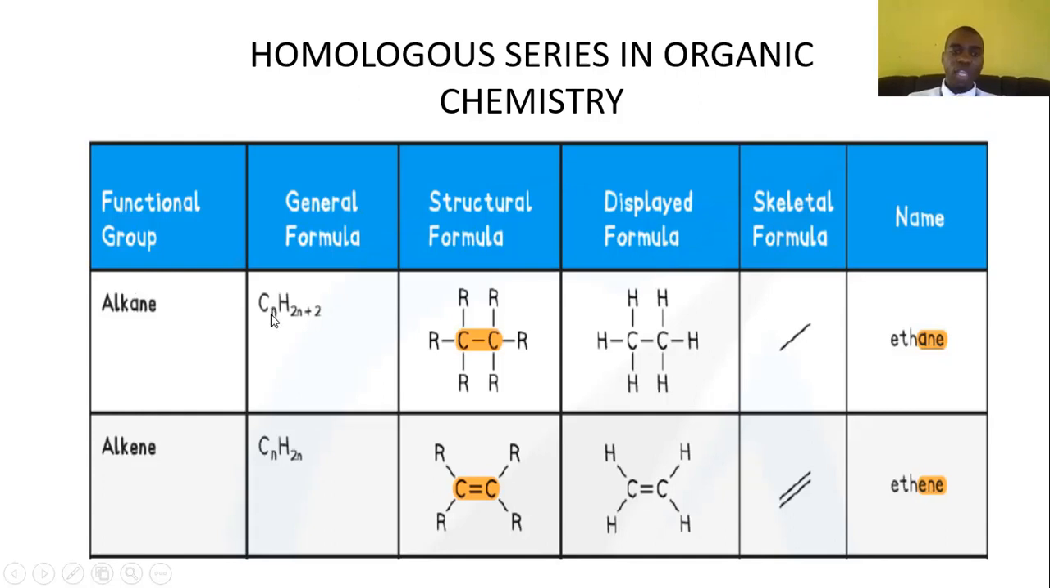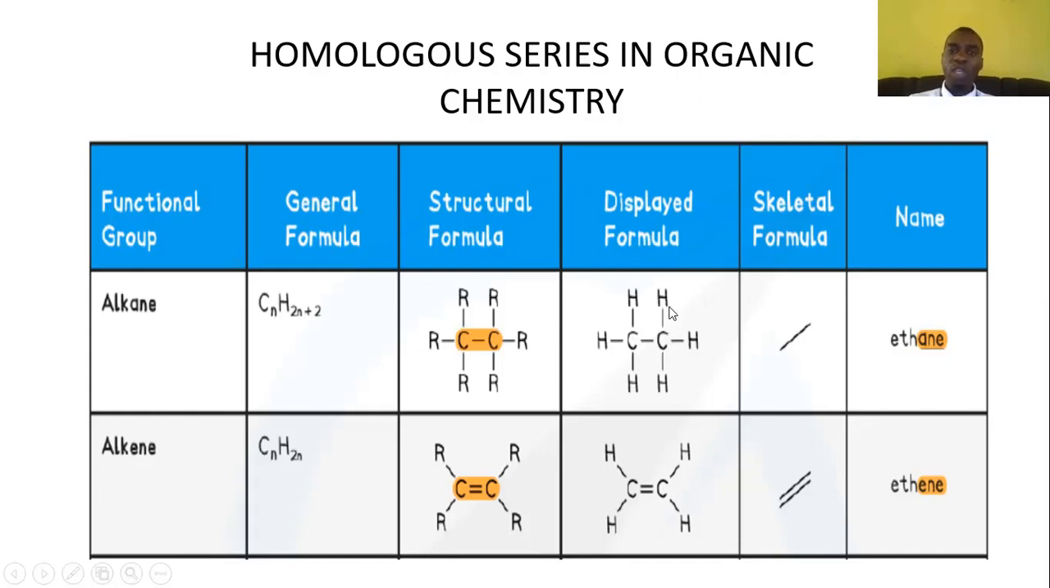If you are looking at the second member and it has 2 carbons, then you put a 2 here. So this one becomes C2. Then if you put a 2 here, it means 2 times 2, which is 4, plus 2, it becomes 6. So the formula will be C2H6.